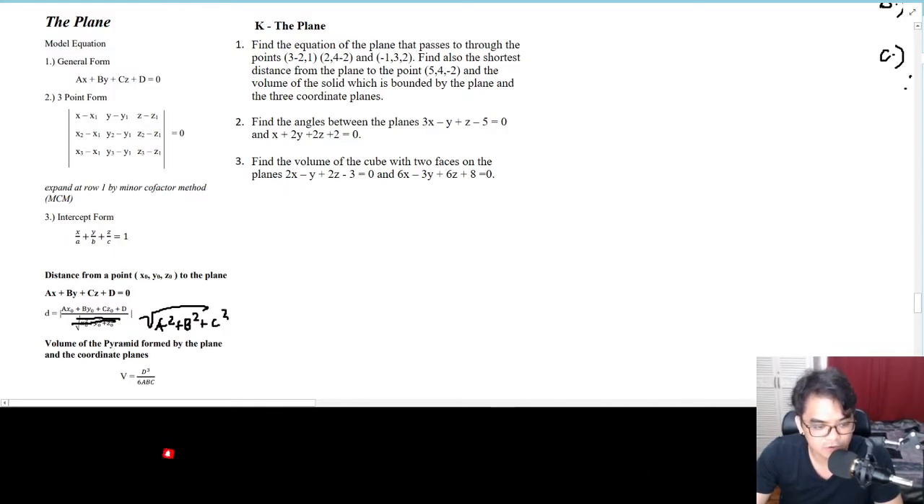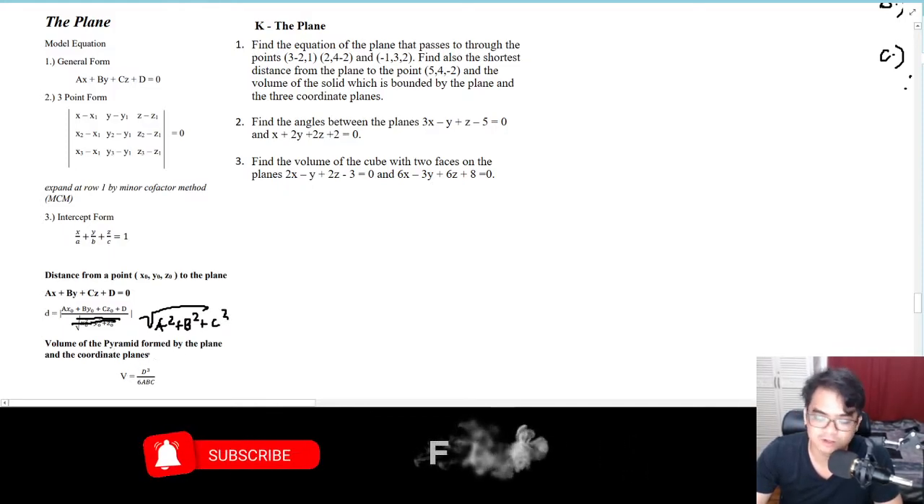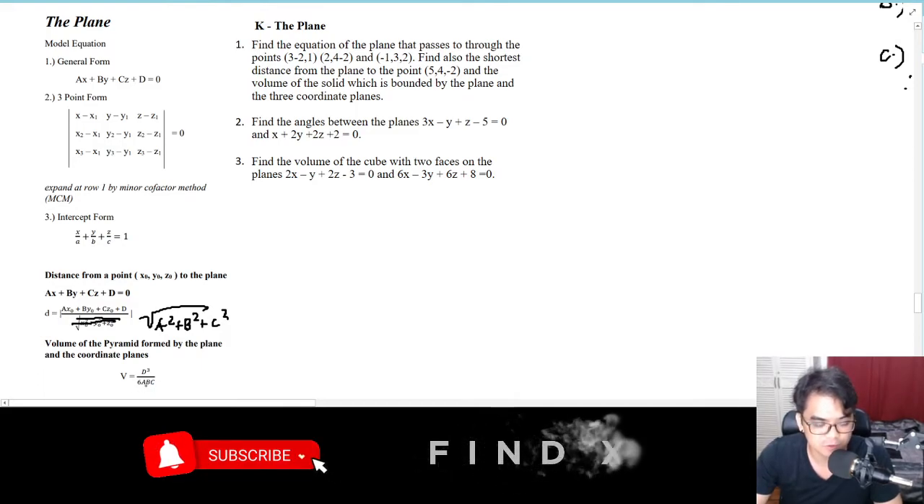And the volume of the pyramid formed by the plane and the coordinate planes is just V equals d cubed all over 6abc. So d is this one.